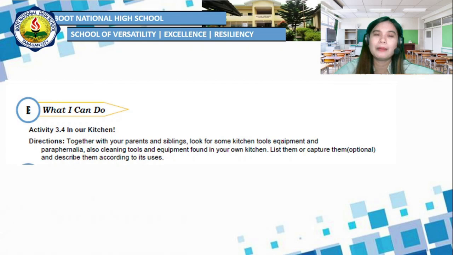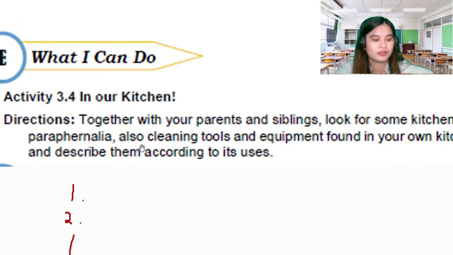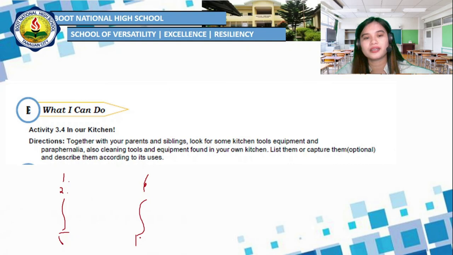Ma'am, gaano po karami? Kahit pa 100. Okay, no. Kahit 10 lang, it will be okay. Okay lang siya. Kahit hanggang 10 lang. Okay? Okay na siya hanggang 10. Ayan. So, listan nyo lang siya dyan.